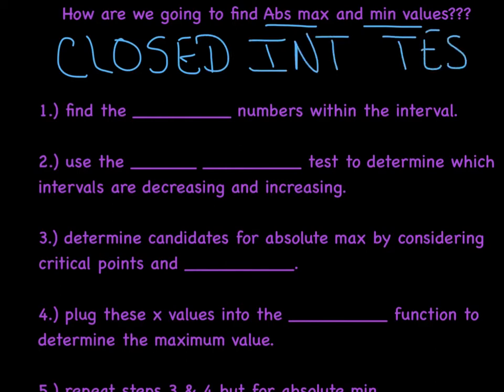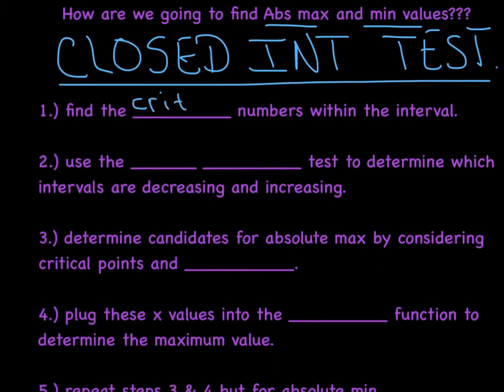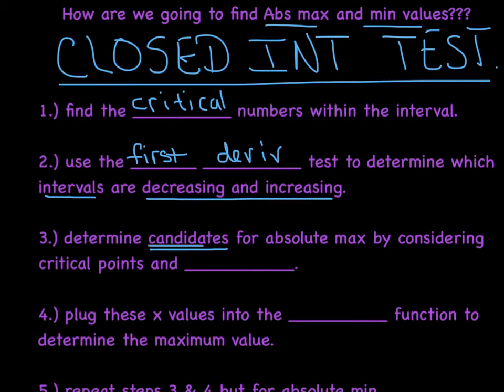Okay, yesterday we learned the first derivative test. Today we're going to learn what's called the closed interval test, and basically we start off by finding the critical numbers within the set interval. We're going to use then the first derivative test from yesterday, and what's that going to do for us? Well, it's going to help us determine which intervals are decreasing and which ones are increasing. And by looking at which intervals are increasing and decreasing, that's going to help us determine the candidates. I really like the word candidates for the absolute max by considering the critical points and the endpoints.